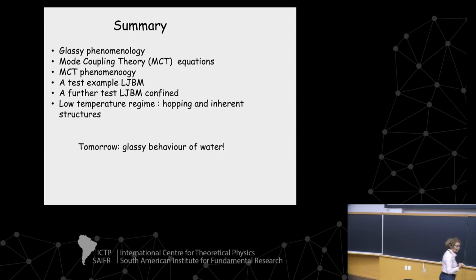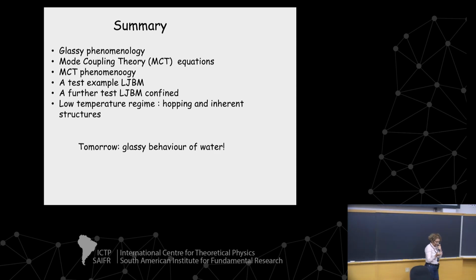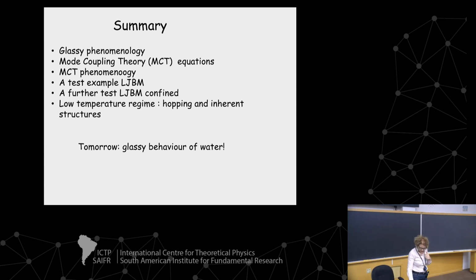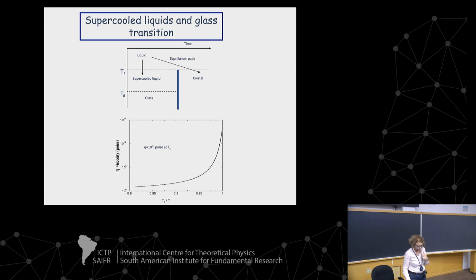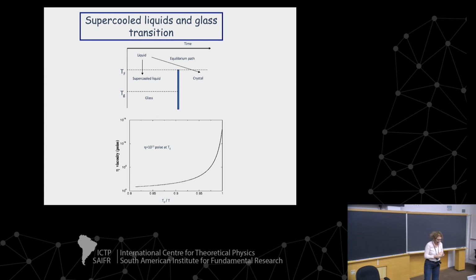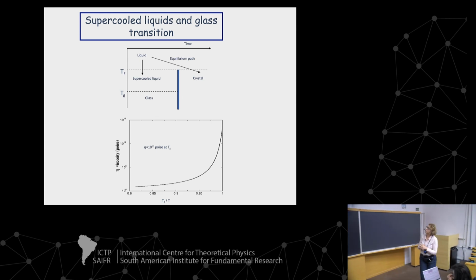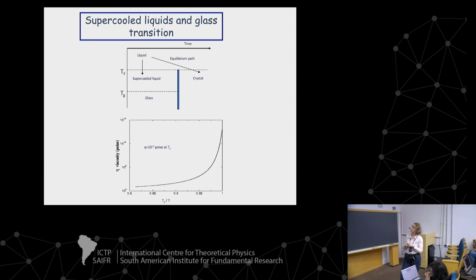And tomorrow, for sure, even if I don't finish today, we will start talking about the glassy behavior of water anyway. So, supercooled liquid and glass transition. What is the connection? When we have a liquid, let me remind you, or tell you for the first time, that if we follow an equilibrium path, then we are going toward the crystal state. The crystal state is the only stable state for a liquid below the melting point. It can only be a crystal.